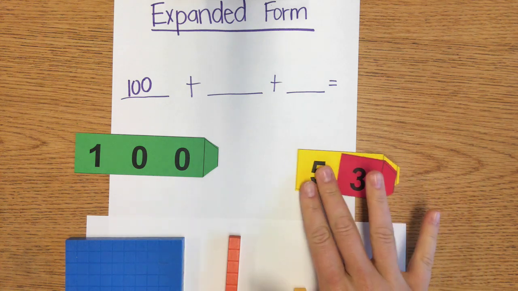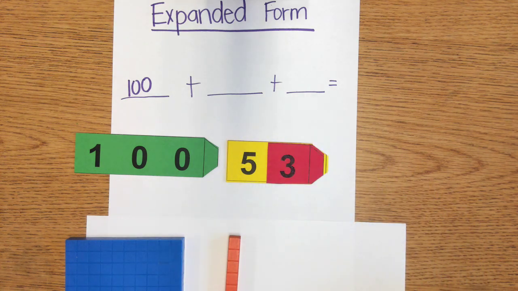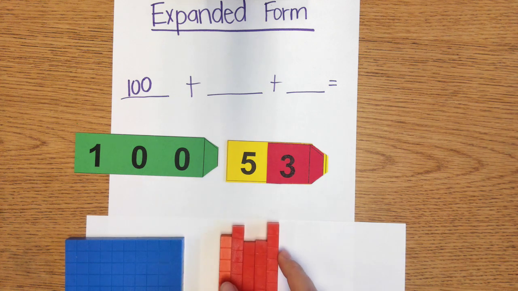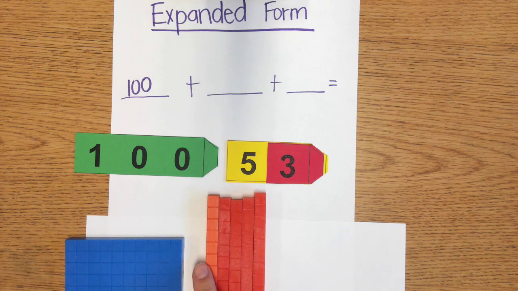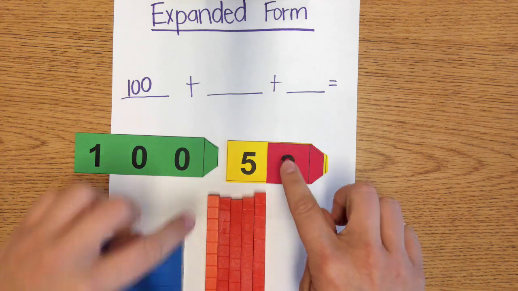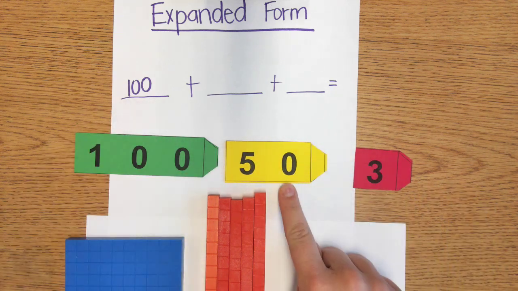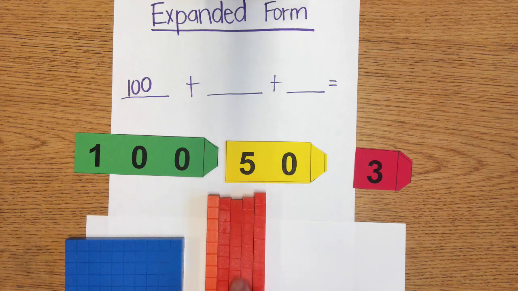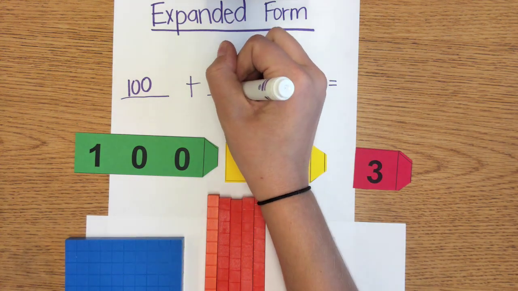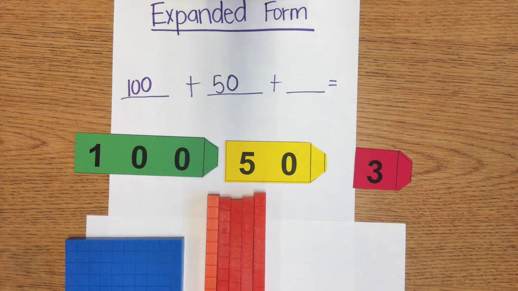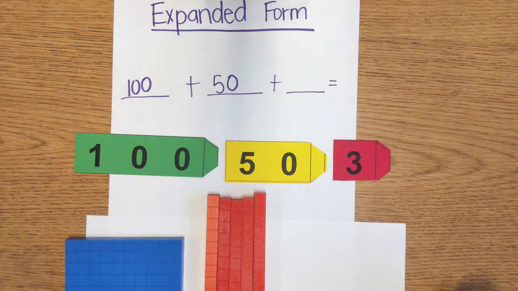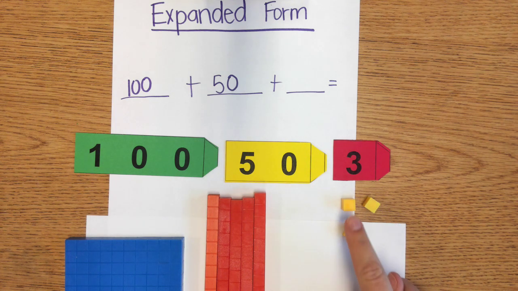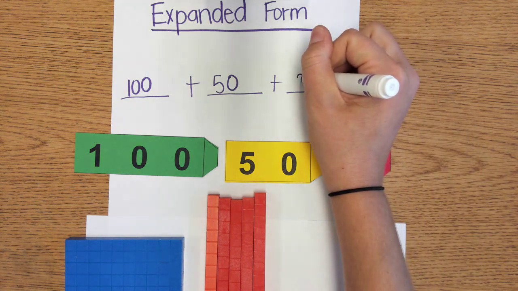Now when I look in my tens place, it's saying that I don't just have 5, but I have 5 tens. So if I'm looking at the value of these 5 tens, the value is actually 50. So I have 10, 20, 30, 40, 50. So I would write my value that is 50 in this second spot. Then the last place I have to look at is my ones place. If I have 3 ones, the value of each one is 1, so I have 1, 2, 3. So the value of that place is 3.